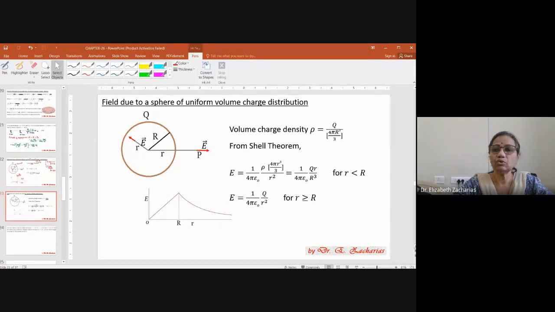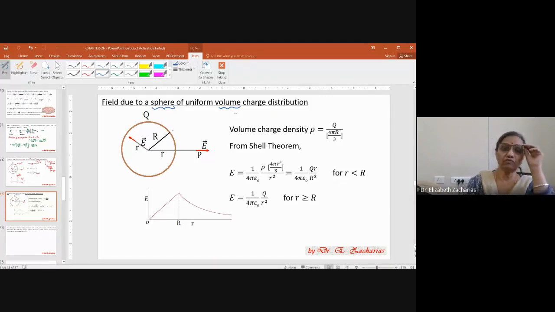Okay, until now we were talking about a shell. Now let us talk about a sphere, which is solid and has a uniform volume charge distribution. Whereas when we talked about a shell, we said the charge is on the surface, here it is volume. All over the volume there is a uniform charge distribution.